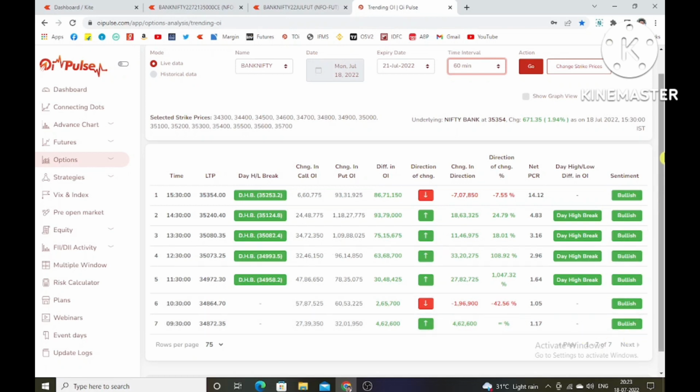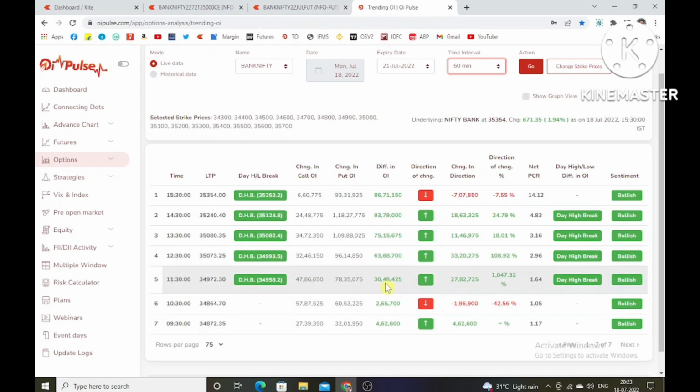Okay, so now we have to check whether the data is increasing or not. If the data is increasing, it means more participants, more writers are coming into this market sentiment. Okay, so look, market sentiment is bullish from the morning, and look at the data after 10:30 am. At 10:30 am the difference is 2,65,000, but it keeps increasing after 10:30.